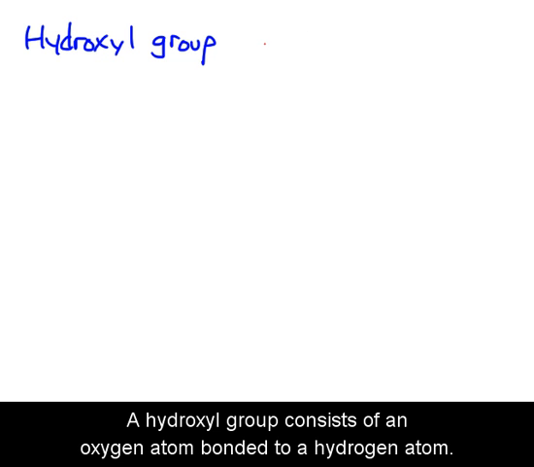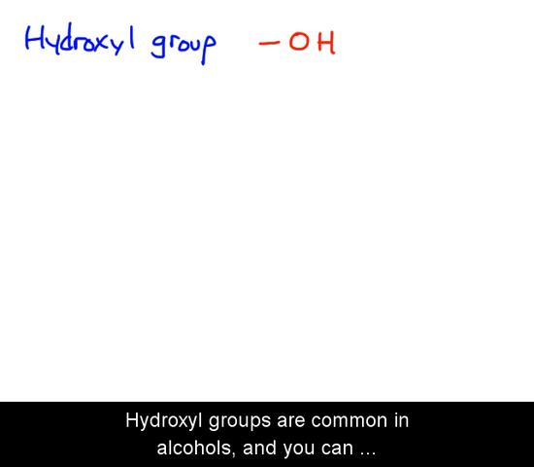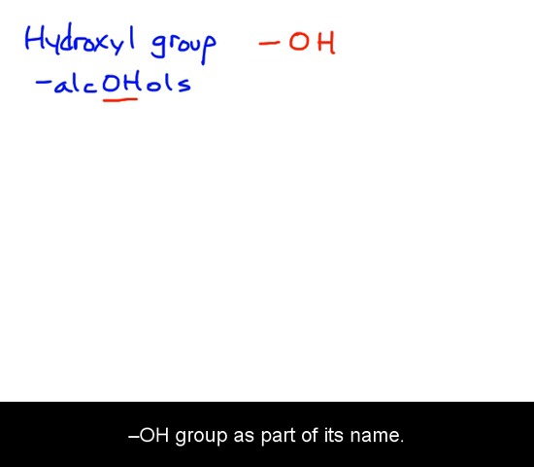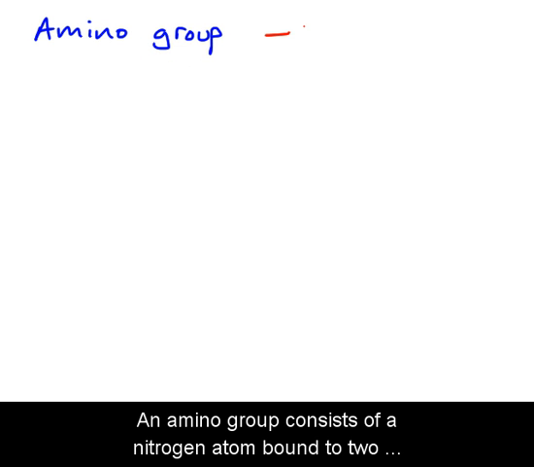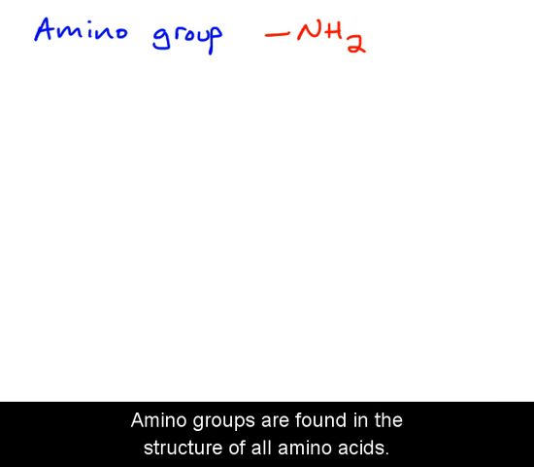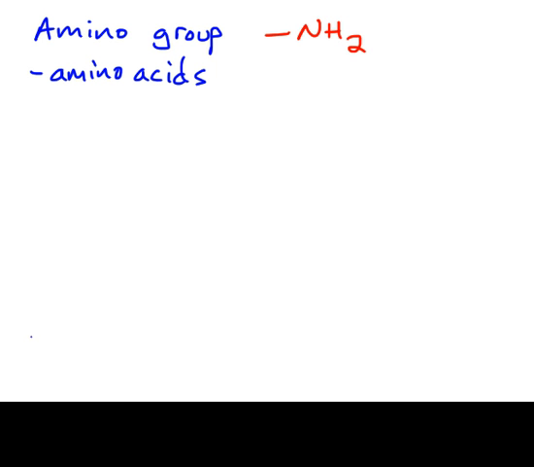A hydroxyl group consists of an oxygen atom bonded to a hydrogen atom. Hydroxyl groups are common in alcohols, and you can remember this because the word alcohol contains the OH group as part of its name. An amino group consists of a nitrogen atom bound to two hydrogen atoms. Amino groups are found in the structure of all amino acids.